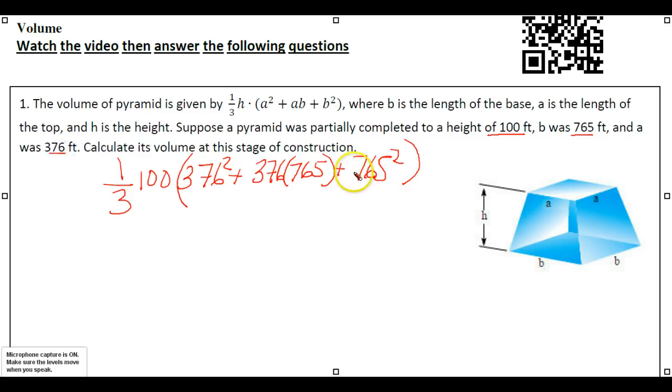So I've put this into the formula. I don't know if our calculator is even going to be able to figure this here, but you would square that, you would multiply this, you would square that, add that all together, multiply it by 100, and then divide by 3. And the answer comes out to be 33,808,000,000.